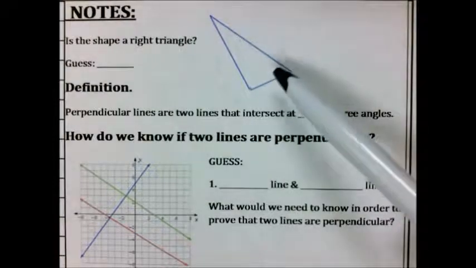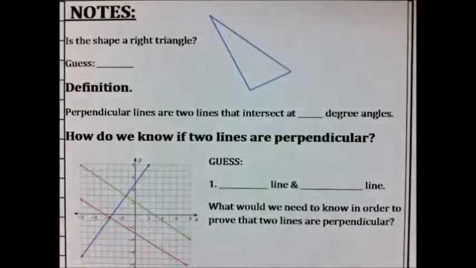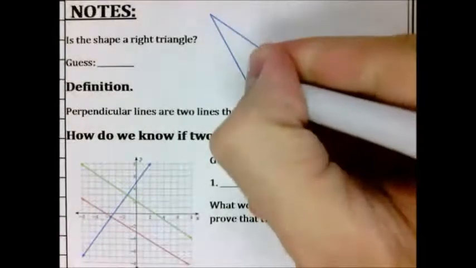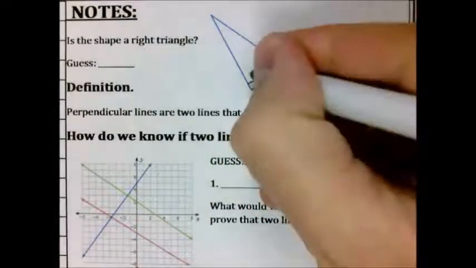We've got this shape right here, and I'm asking you, is the shape a right triangle? I want you to write yes or no next to guess. Is it or is it not? For it to be a right triangle, just to let you know, a right triangle is one that has one right angle, or a 90-degree angle. So essentially what I'm asking you is, is this a right angle?